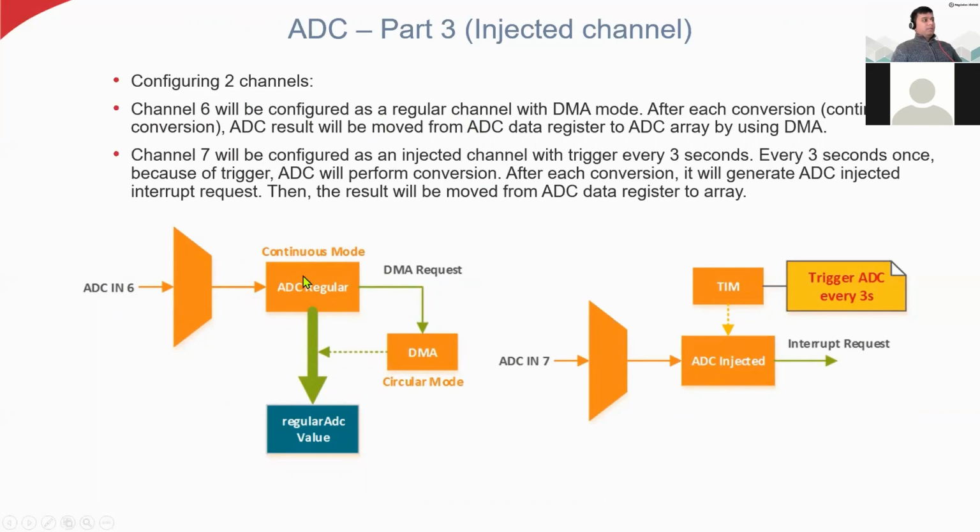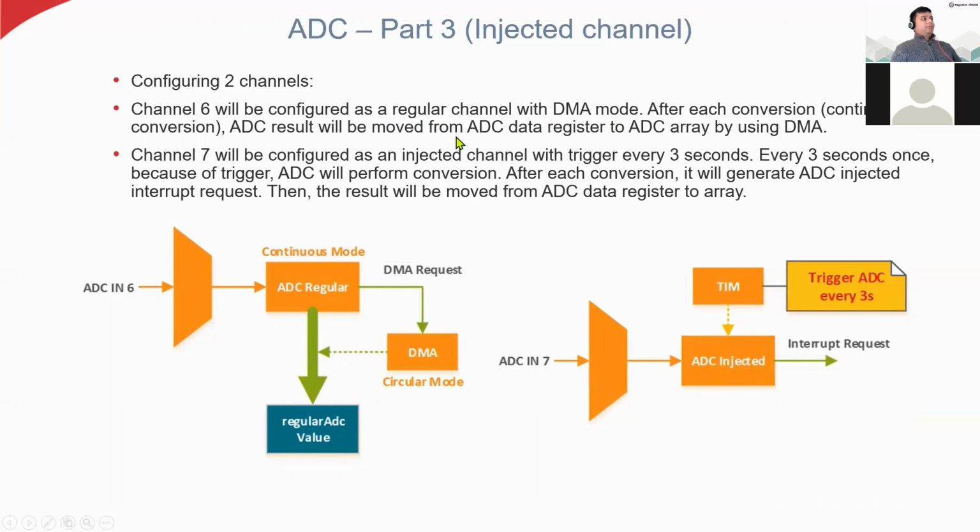I told you the ADC has two possible modes: one is the regular channel mode, another one is the injected channel mode. Out of 6 and 7, I am setting up channel 6 as a regular channel and channel 7 as an injected channel. Channel 6 will be configured as a regular channel with DMA mode, with continuous conversion.